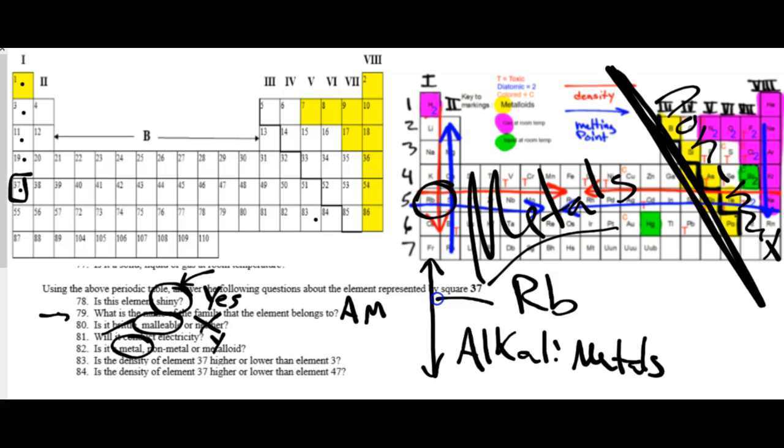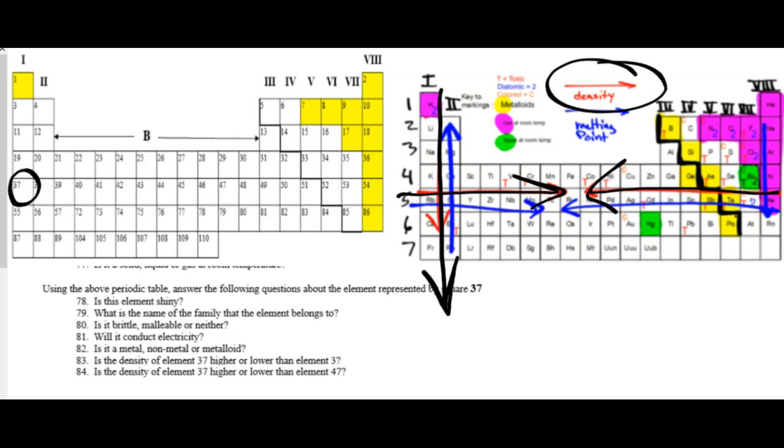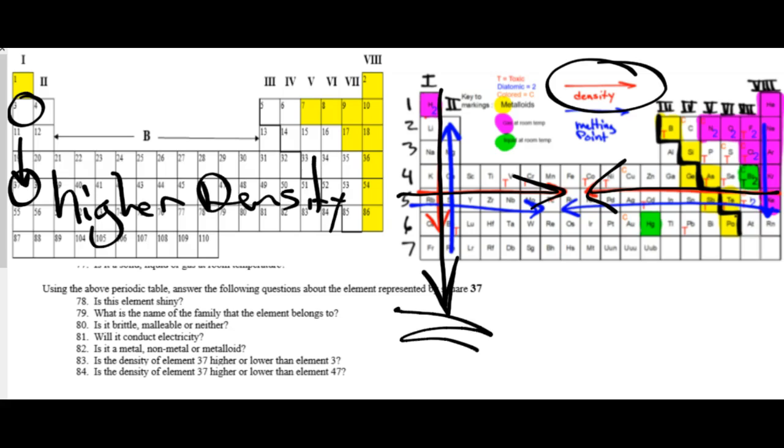All right, then let's do density arrows. Maybe these are some you're struggling with. The density arrow here on mine is red. So as I go lower, the density gets bigger, and as I go towards the middle, the density gets bigger. So here we go. Is the density of 37 higher or lower than element 3? Since element 37 is down on the periodic table underneath this, we will say it has a higher density, because according to this arrow, as we get lower, the density increases.